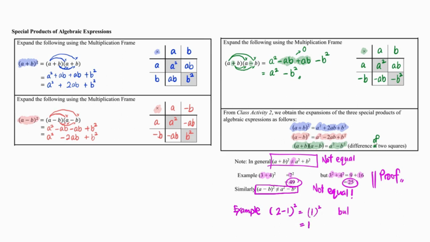But 2 square minus 1 square. 2 times 2 is 4. 1 times 1 is 1. This one is actually equal to 3. So 1 and 3, they are again not equal. Okay? So please remember, (a plus b) square does not equal a square plus b square. Similarly, (a minus b) square does not equal a square minus b square.